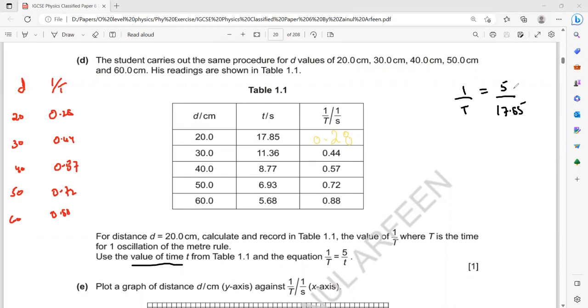Actually, why is the 5 above? Look, T is the time for 5 oscillations. If I need the time period, the time period will be the total time divided by the number of oscillations. But if I need 1 over the time period, the reciprocal of the time period, this relation will also be inverse. So it will be 5 over T. That's why 5 over T is written, because we are finding 1 over T, not T. The reciprocal of the time period.